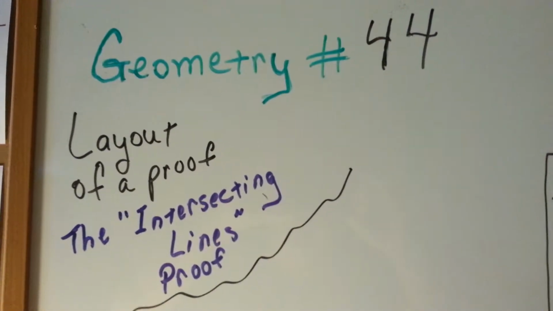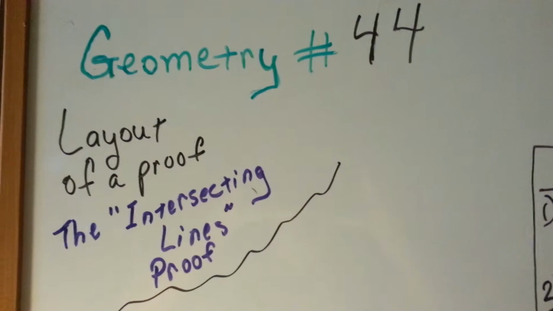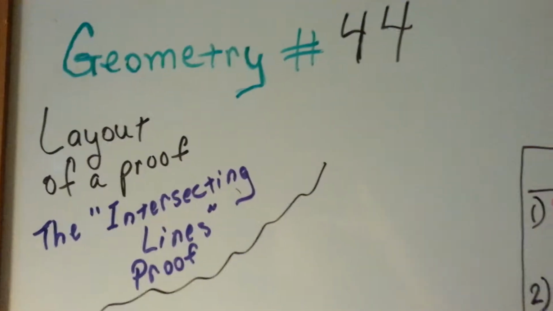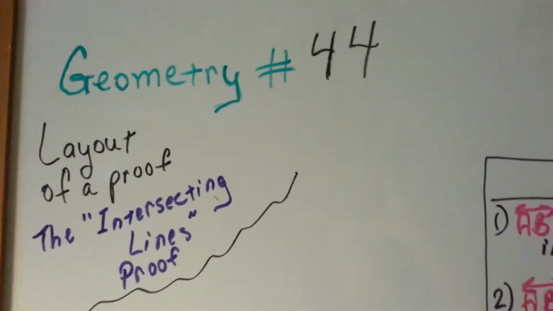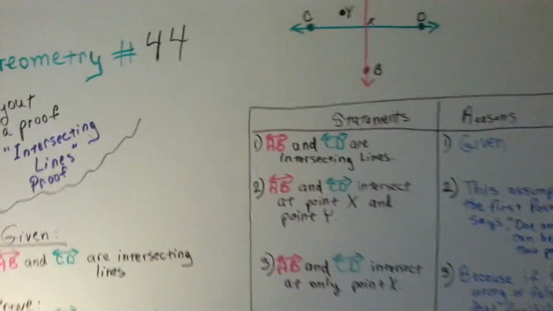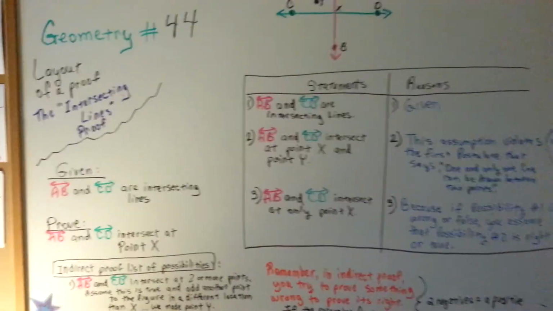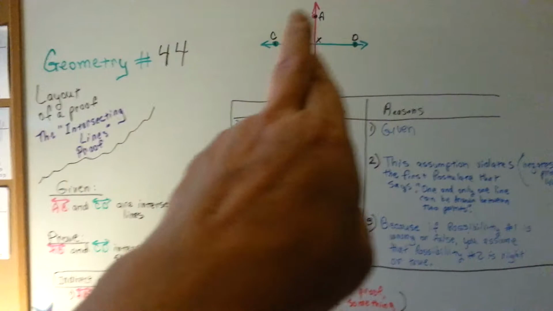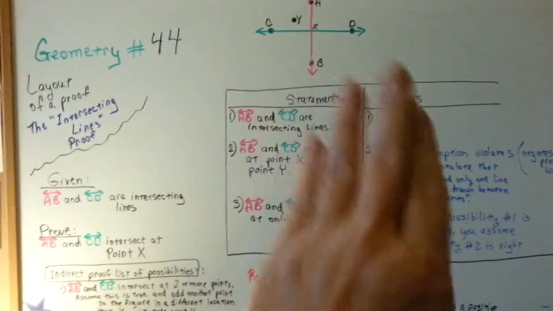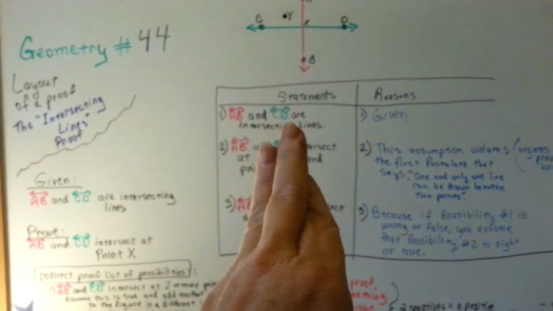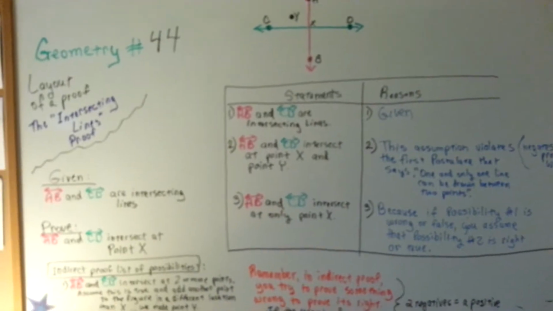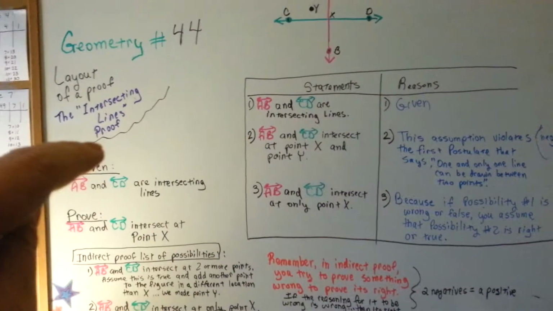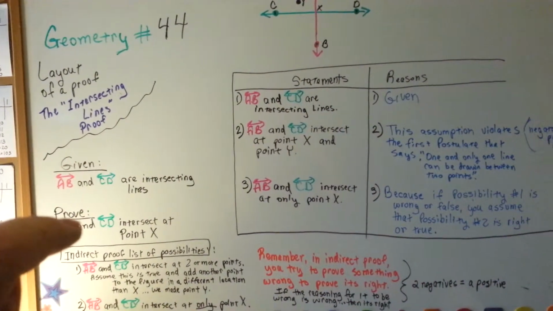Okay, we have another layout of a proof. We've been doing that for the last few videos, and this one is the intersecting lines proof. So, we're going to step back and take an overall look of what we've got here. We've got our drawing, as we should, above the proof table. We have our proof table with our statements on the left and our reasons on the right, and we've got our given and the thing we're trying to prove.